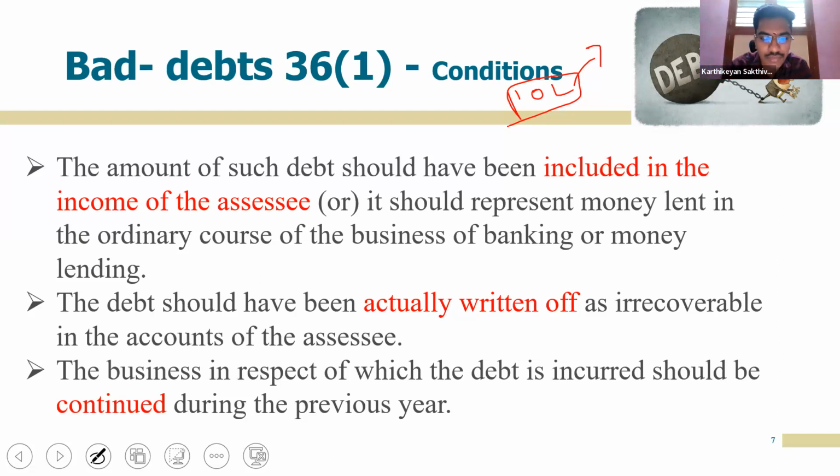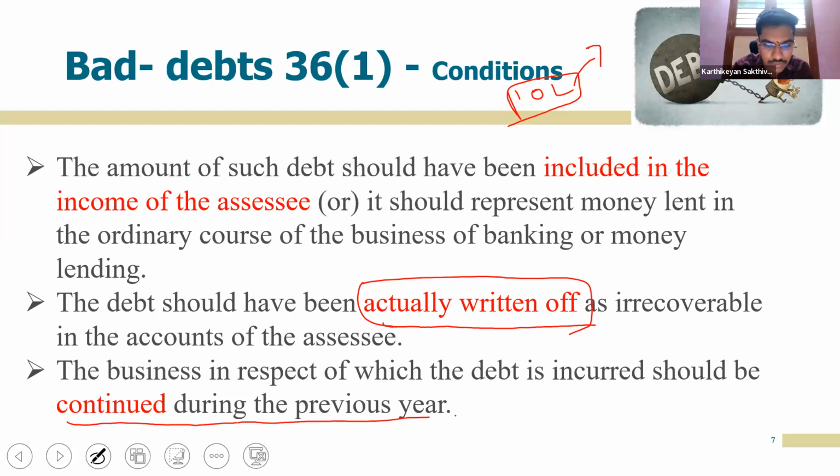Second condition, it should have been actually written off as irrecoverable. Actually written off as irrecoverable means only bad debts written off. Provision for bad and doubtful debts you cannot claim as deduction unless you are in the business of banking, right? So whatever debt has been written off as bad can be claimed as deduction. Third point, the business in respect of which the debt is incurred should be continued during the previous year. So in the 3 conditions, first, it should be included in the income of the assessee. Second, the amount should have been actually written off.